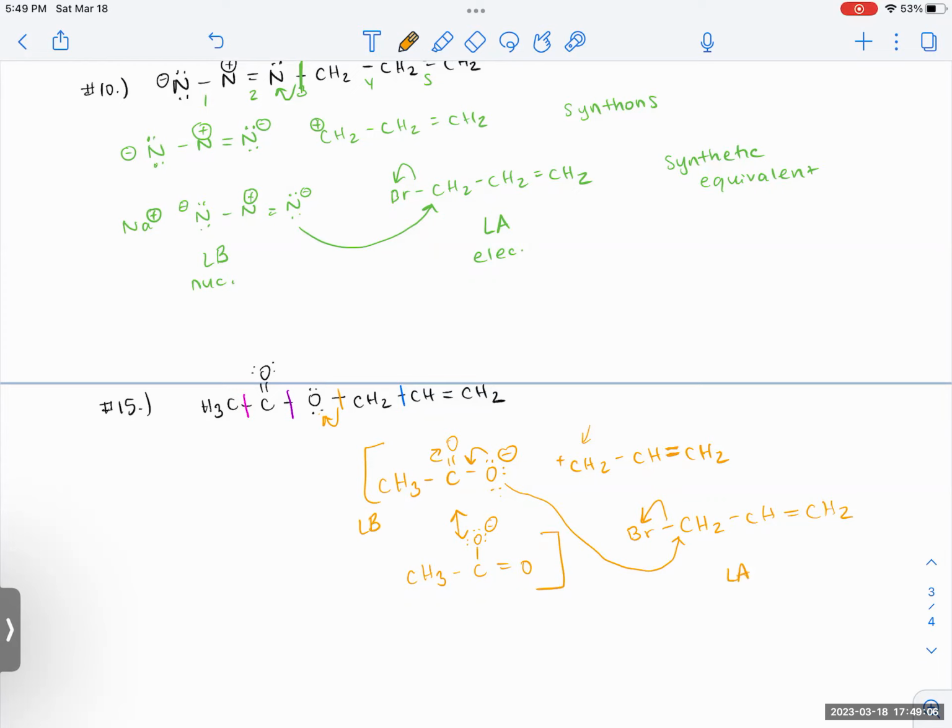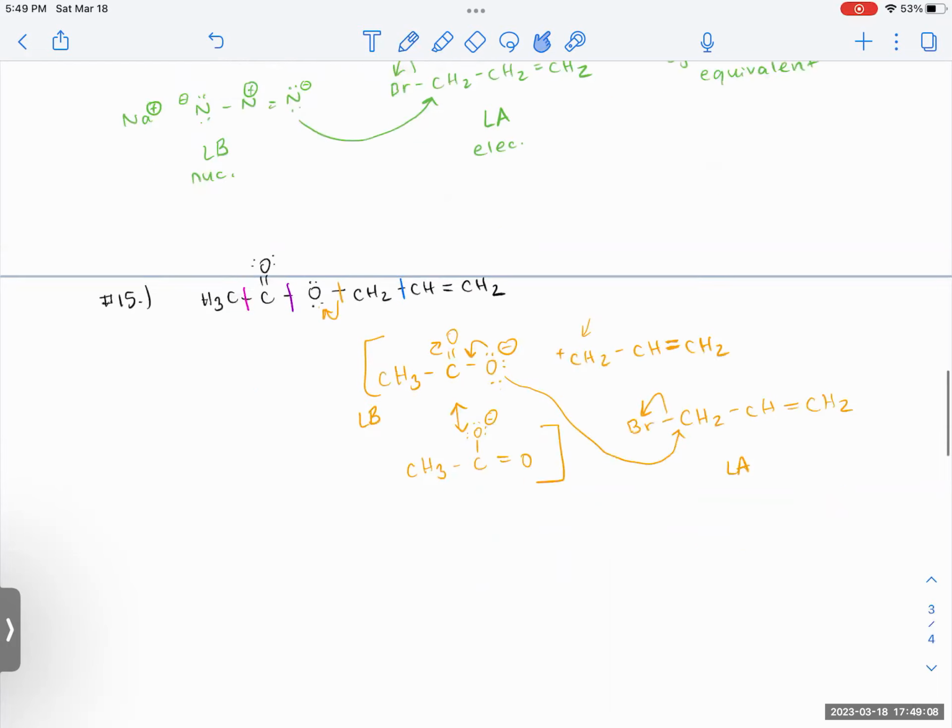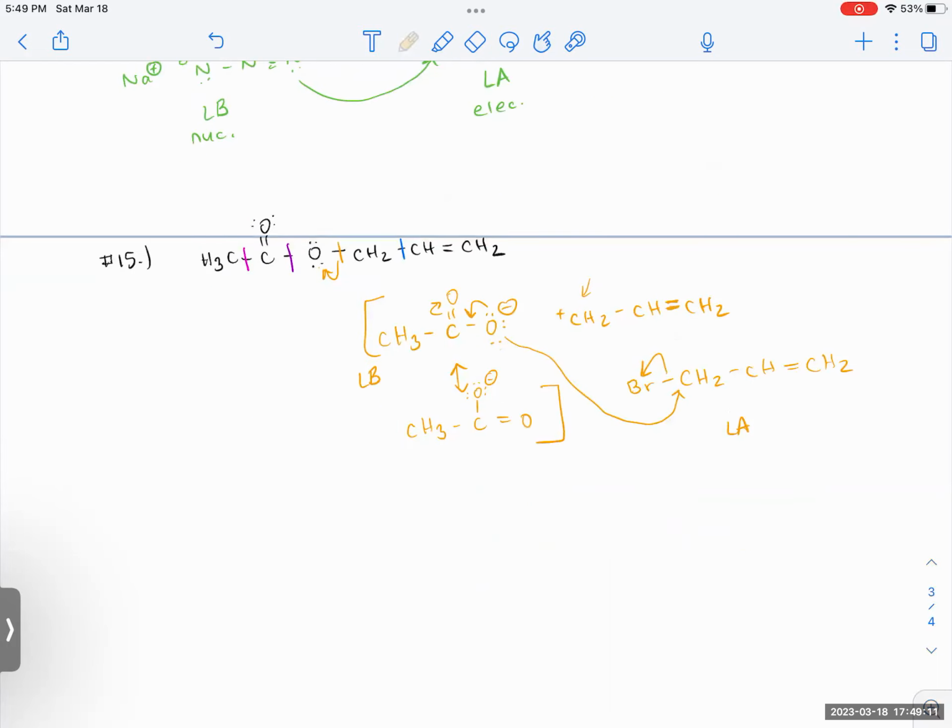Now, if we cut at some of the other ones, just for the sake of looking at it, let's try the purple one. So if we cut at purple, which direction? I guess we would probably assume that the electrons would go on the oxygen, right? So we would have a positive charge on this carbon, and then a negative charge on this oxygen.